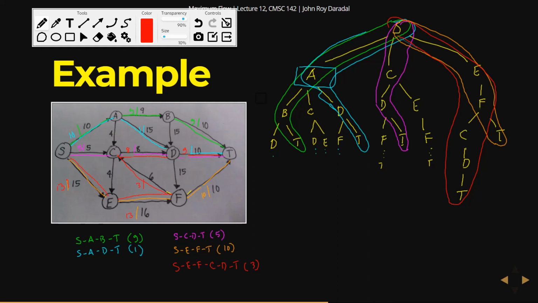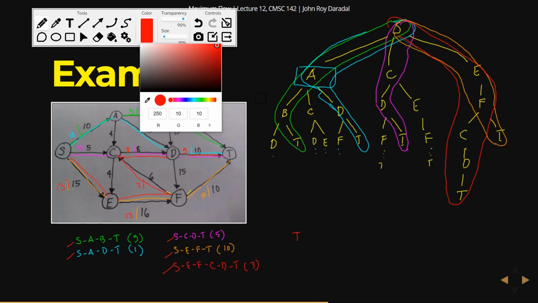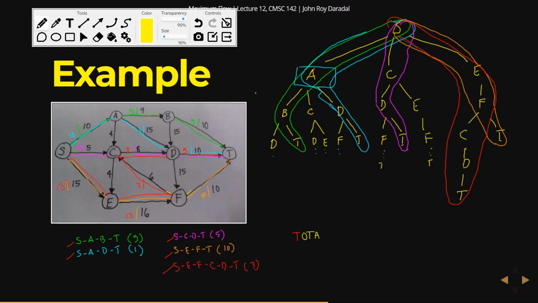Now, this is already the final set of augmenting paths, because even if you expand the rest, you can't find any more. Okay? So we have SABT, SADT, SCDT, SEFT, SEFCDT. So what is the total size of the flow? Total flow is equal to 10 plus 15, 25 plus 3, that's 28.